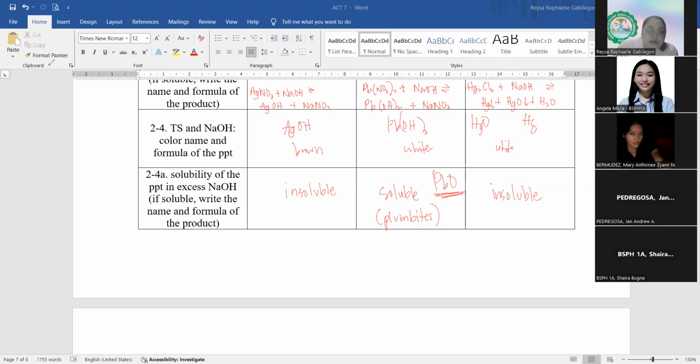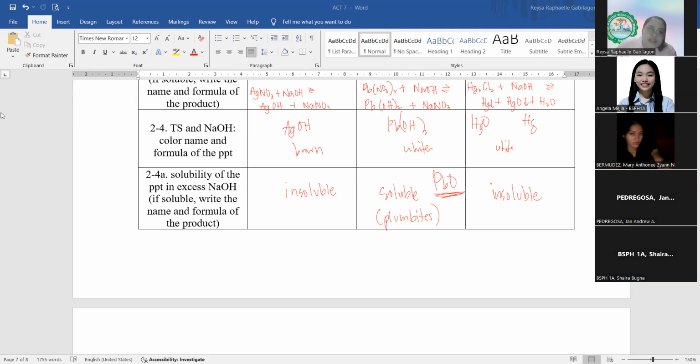Hindi pa ako nakagawa ng exam sa lab ha, pero most likely this will be like a table, especially for activity number 6. For activity number 7, I might have a table, but you also have to read the concepts above, yung enumerated na compounds of the members of the group, and then yung kanilang characteristics.